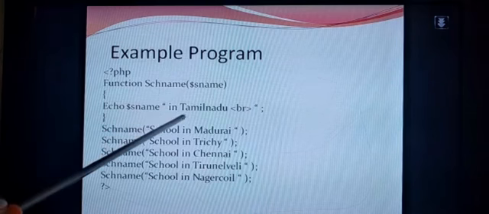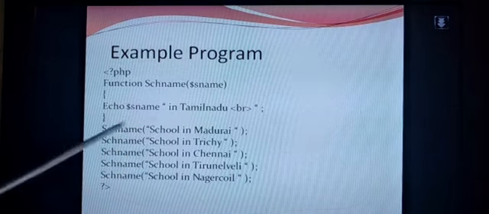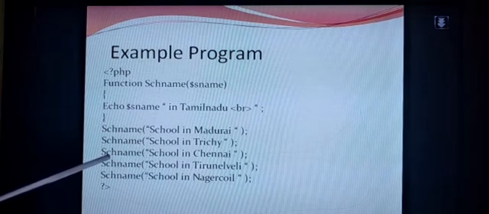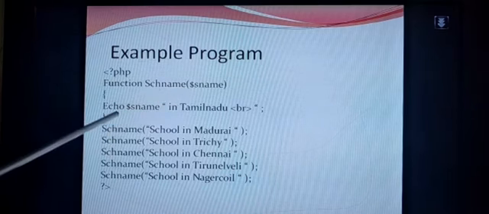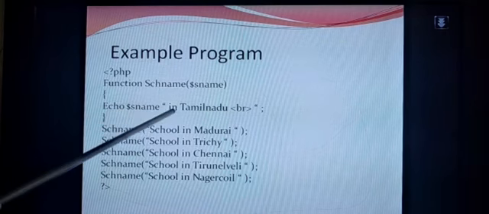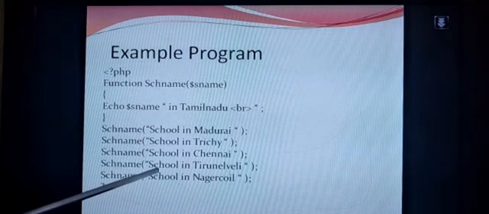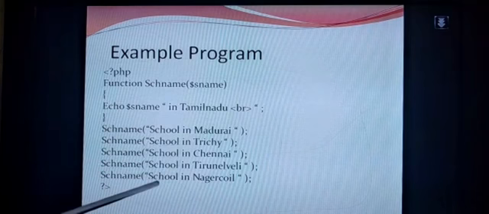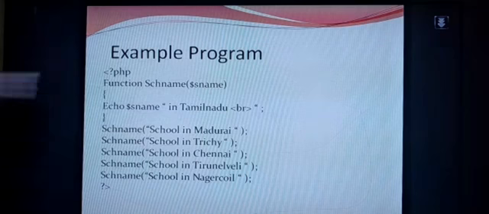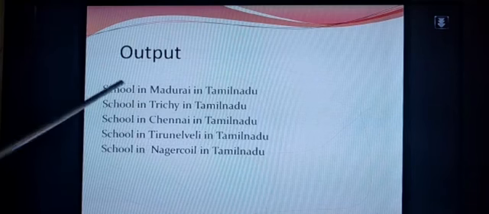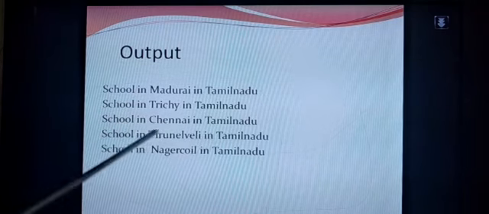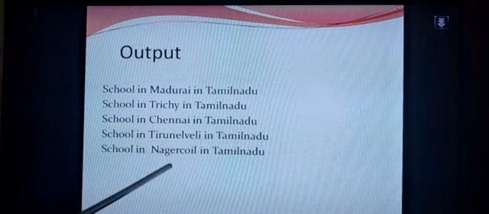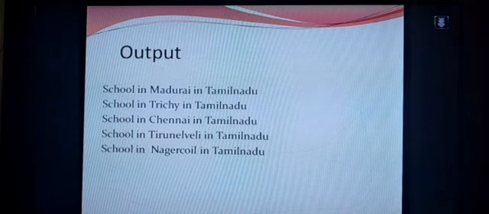The same way, the next line, after passing the argument to the program, school in Trichy in Tamil Nadu. Third line, similarly, school in Chennai in Tamil Nadu. Fourth line, school in Tirunelveli in Tamil Nadu. Same way, the fifth line also displays school in Nagercoil in Tamil Nadu. The output you can see on the screen.